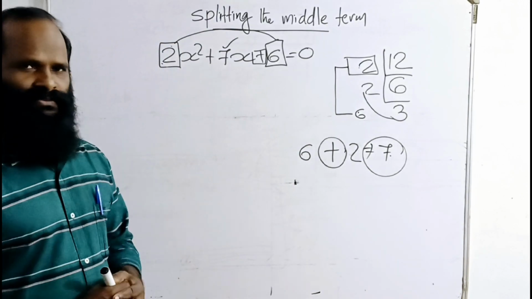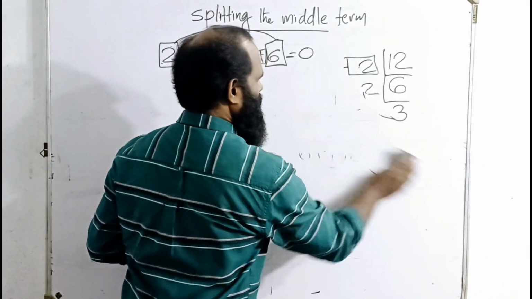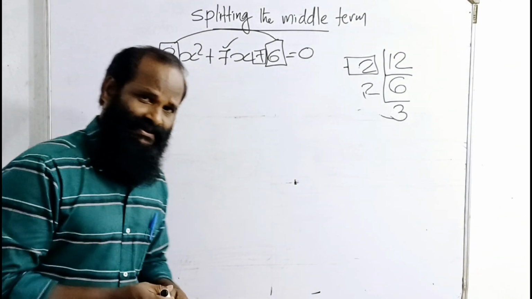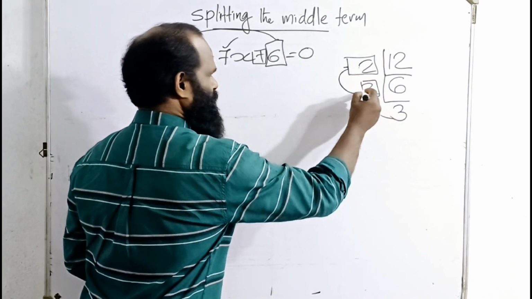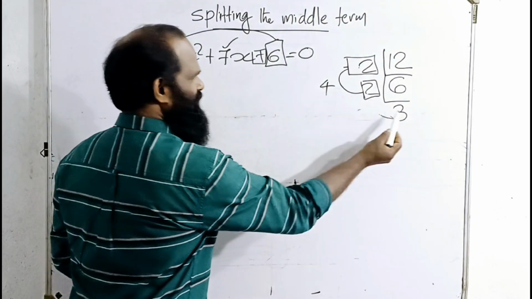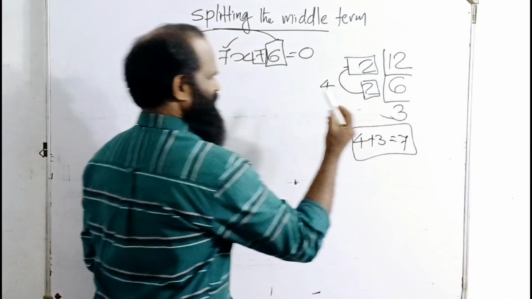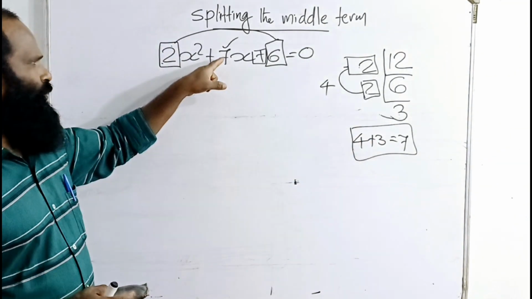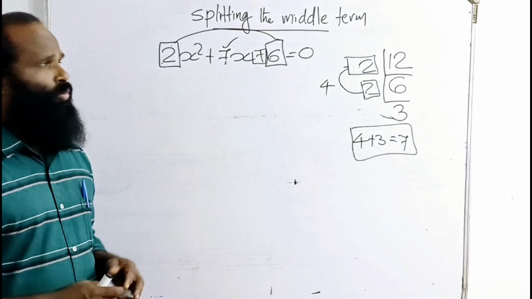Then what are the numbers? Well, we can form another group. You should always have this number in your mind: the number we need to get is 7. So this is how we can group. 2 and 2 can be grouped. 2 into 2 is 4, and the next number is 3. Then what is 4 plus 3? 4 plus 3 is 7. So we have got the numbers. With 4 and 3, we are going to split this middle term. In previous videos, I have explained why this method is called splitting the middle term.